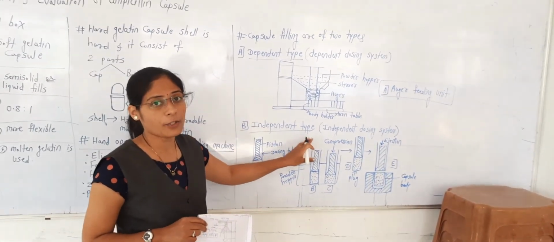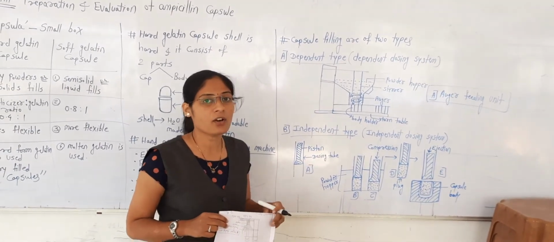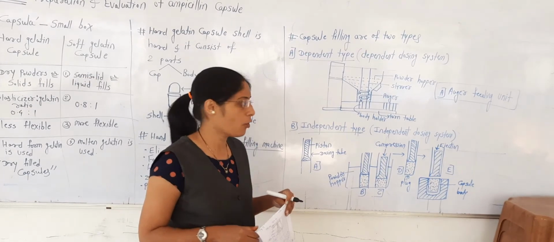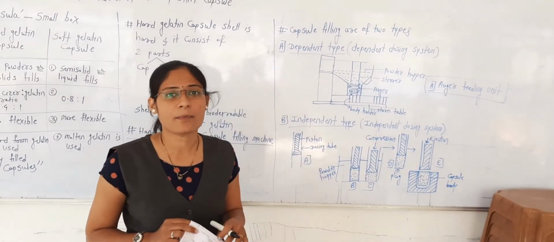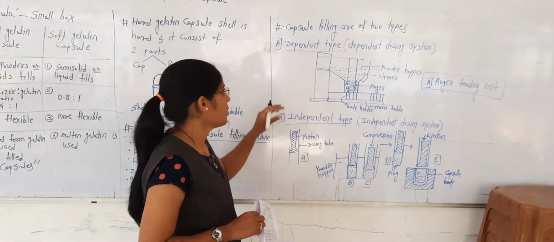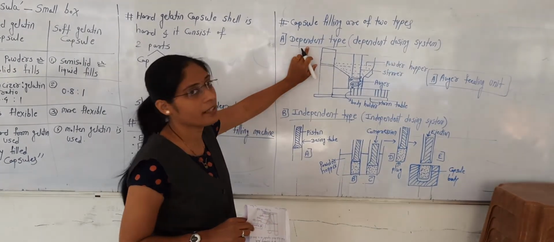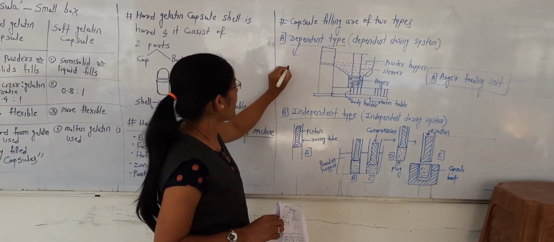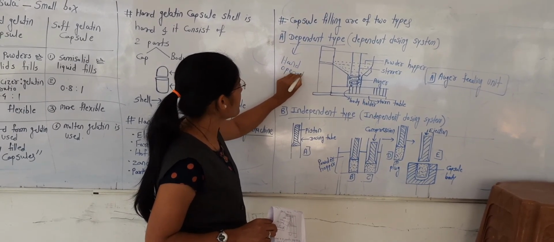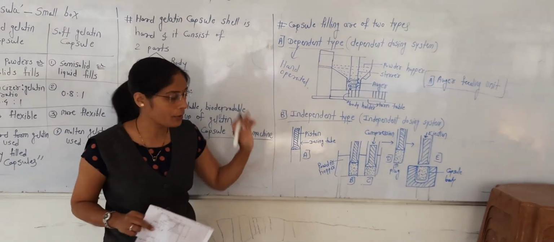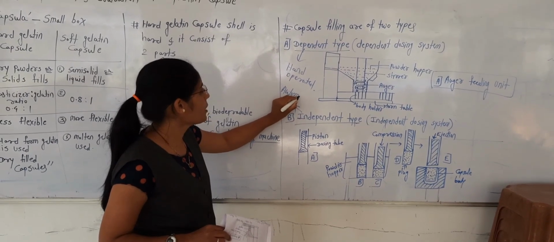All automatic capsule filling machines are included in the independent type. Why? Because automatic capsule filling machines form a plug and then easily fill that plug inside the empty capsule body part. And all hand operated capsule filling machines come under the dependent type. So in the dependent type, hand operated capsule filling machines are included, and in the independent type, automatic capsule filling machines are included.